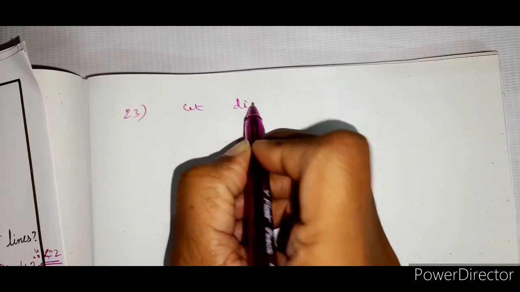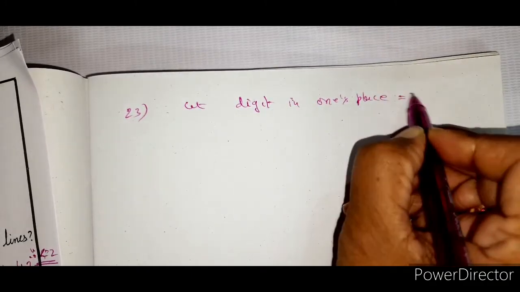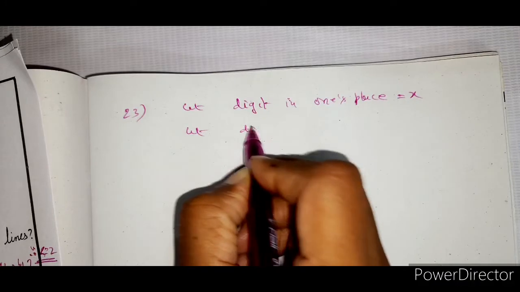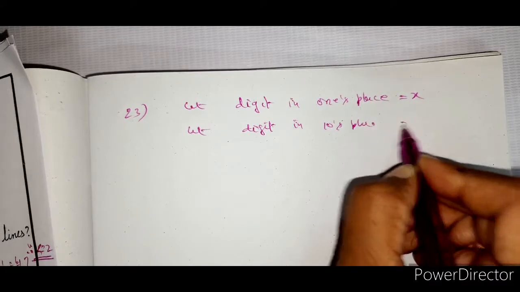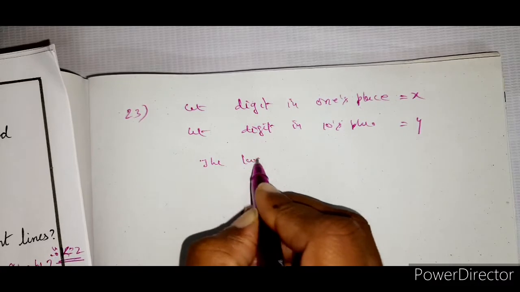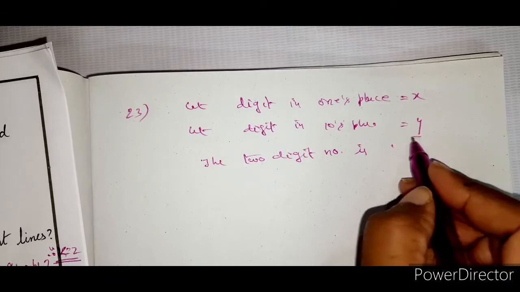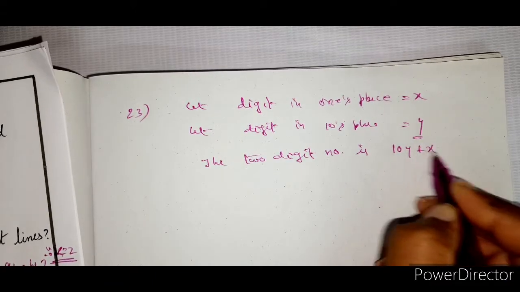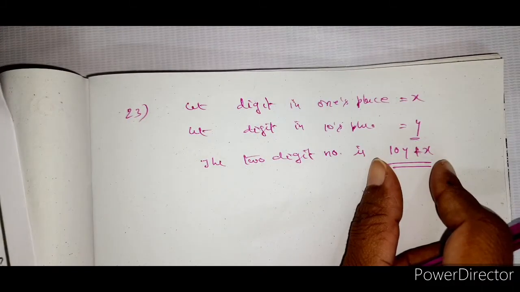Okay, so first let us assume: let the digit in ones place be equal to x, and let the digit in tens place be equal to y. Then the 2-digit number is, tens place you have to multiply with 10, so 10y plus x. This is the 2-digit number.